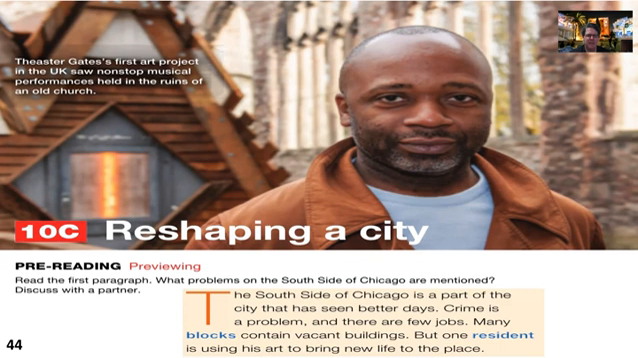So here we have, read the first paragraph. What problems on the south side of Chicago are mentioned? So here we have, the south side of Chicago is a part of the city that has seen better days. Crime is a problem, and there are few jobs. Many blocks contain vacant buildings, but one resident is using his art to bring new life to the place. So, what are the problems mentioned here? This time I'll give you 30 seconds.